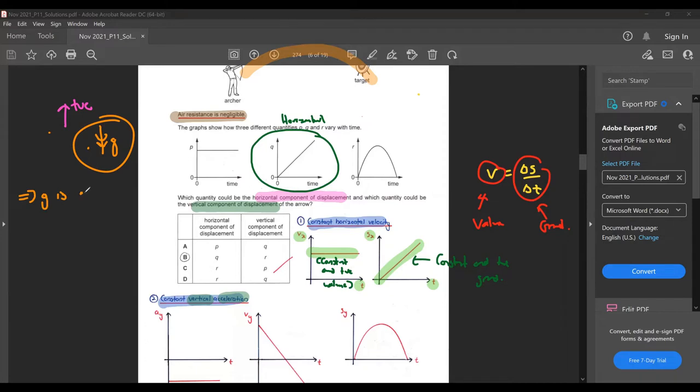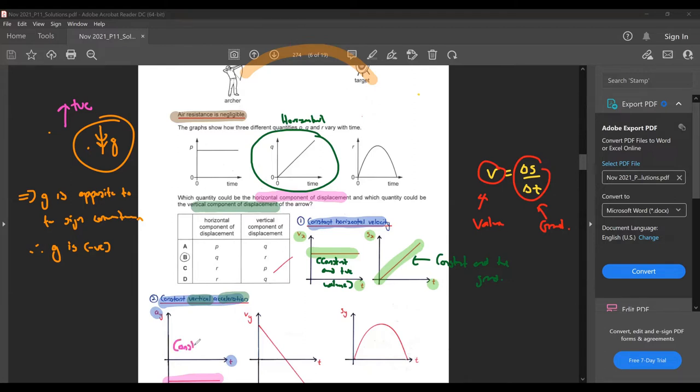g is opposite to the sign convention. Therefore, g is negative. My initial direction of motion is upwards, so upwards, my sign convention is considered to be in a positive direction, but I know that gravitational acceleration is opposite to my sign convention here, so my g is negative. So a graph of vertical acceleration versus time would be this line here. This one is a constant and negative value.